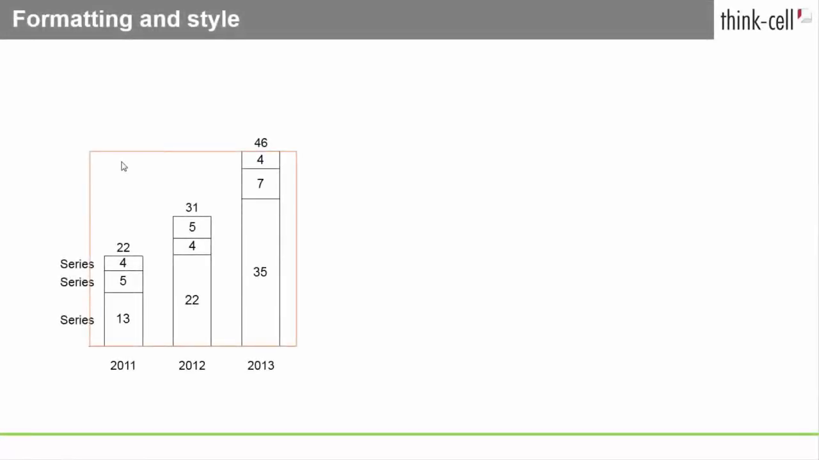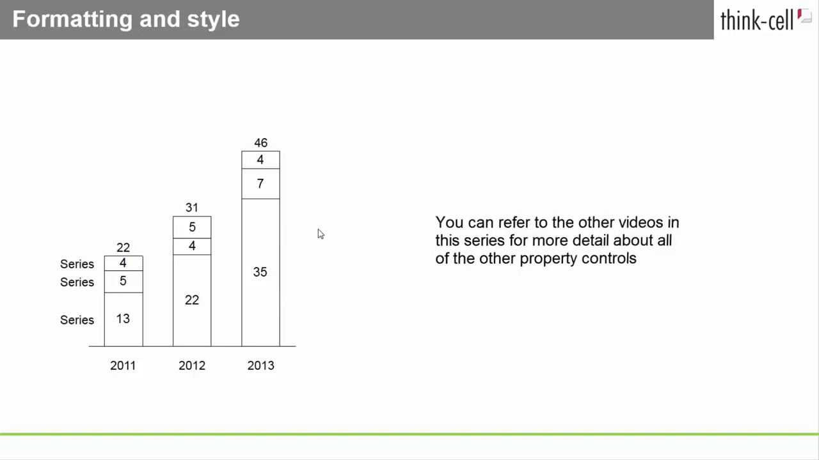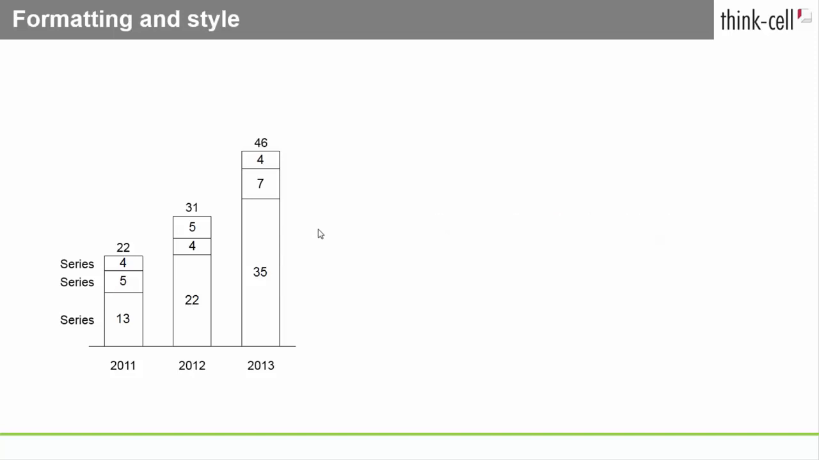Now that I've shown you how to insert a chart and its features, let's have a look at how to style it. When you select an element or feature by clicking it, you'll see a floating toolbar. The toolbar has property controls, so that you can change the look of that feature. You'll only see controls which apply to that selected feature. In this chapter, I'll explain several general types of controls. You can refer to the other videos in this series for more detail about all of the other property controls.